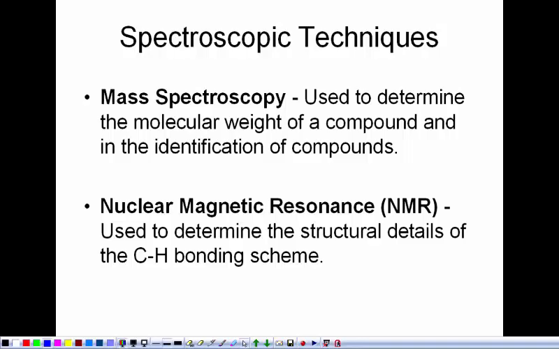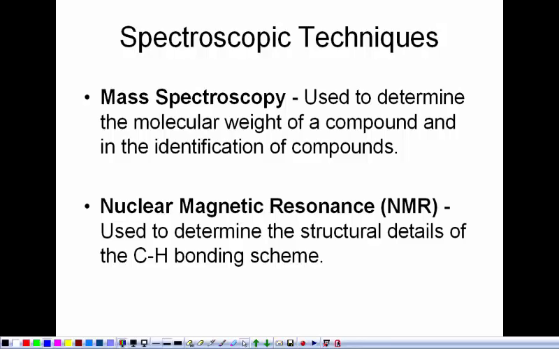And then we'll spend most of our time talking about nuclear magnetic resonance. We'll talk about just the beginnings of this technique, but this is an incredibly powerful technique that lets us look at the carbon and hydrogen nuclei in a molecule.